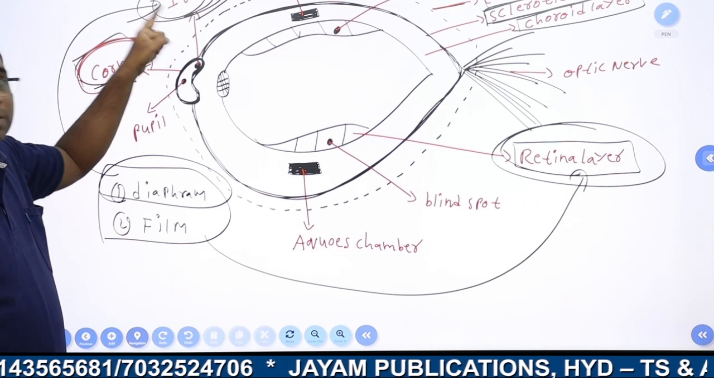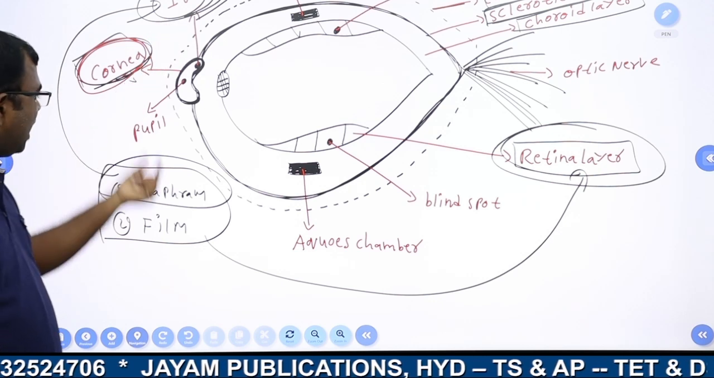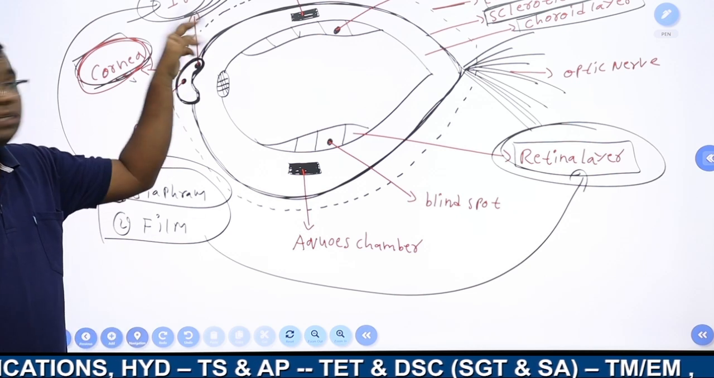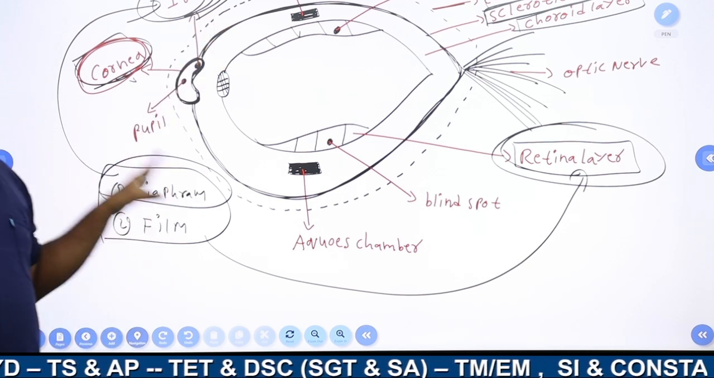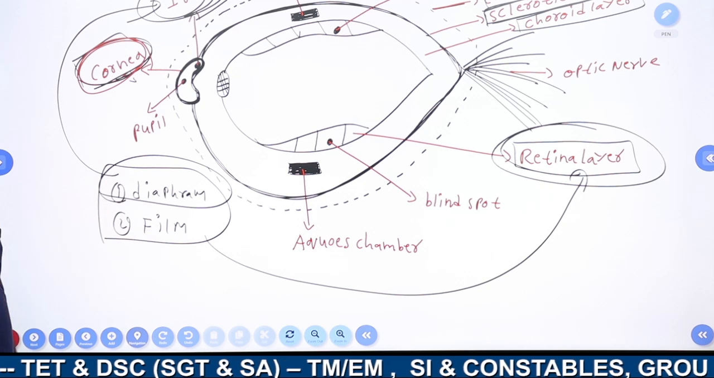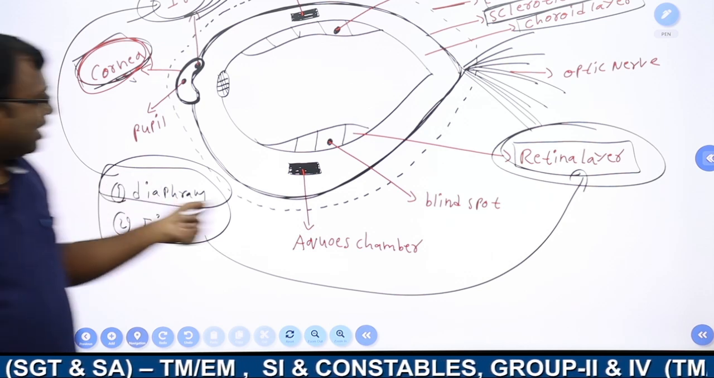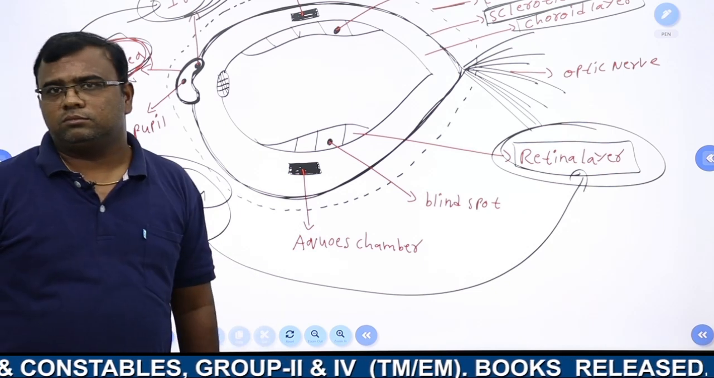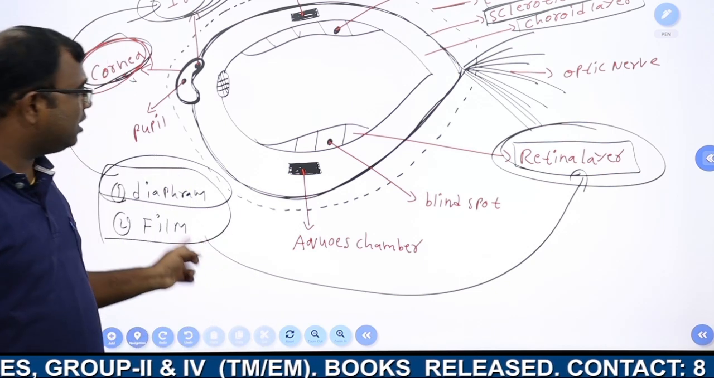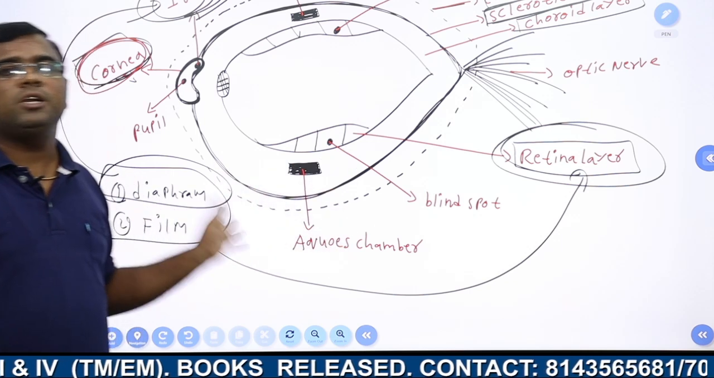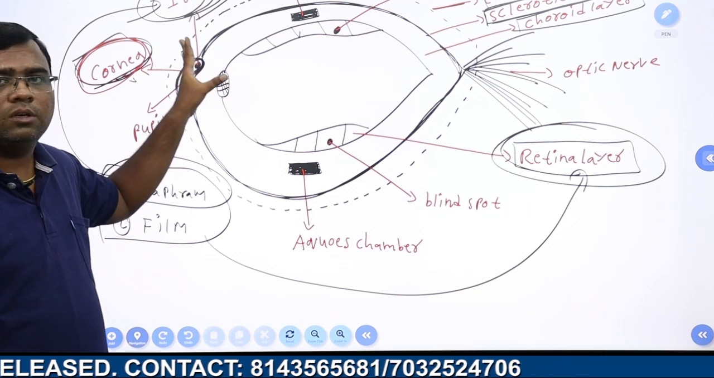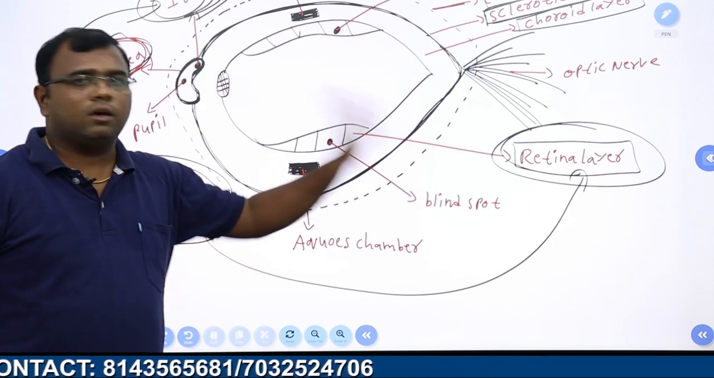The iris works like the diaphragm in a camera. The retina layer works like the film in a camera. Diaphragm means iris, film means retina layer.